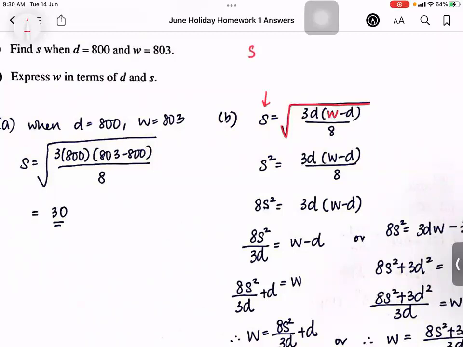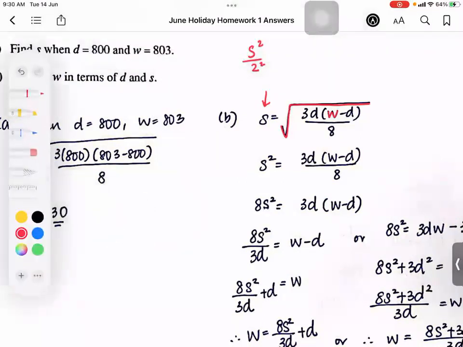If I have, for example, S over 2, you want to square it, you must square both the numerator and the denominator, because the number will change. So if you have a fraction, you must remember to square both the numerator and the denominator. But in this case, we don't have that, we just have this.